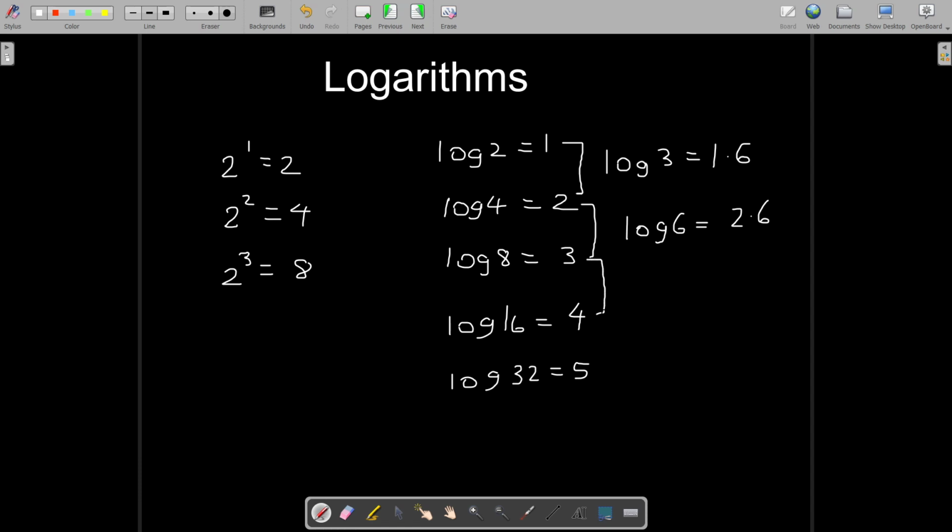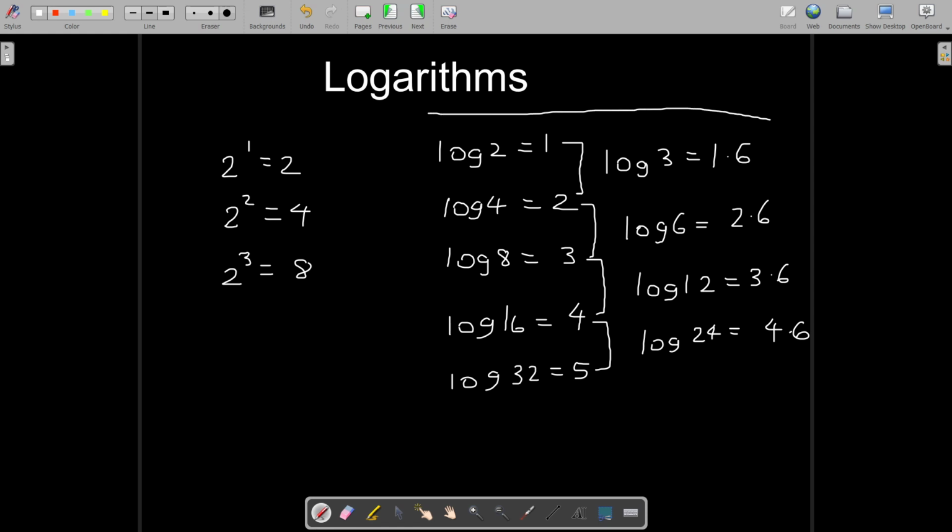Now 8 and 16. Log 8 is equal to 3. Log 16 is equal to 4. Log 12. 12 is between 8 and 16. Log 12 is equal to 3.6. Similarly, log 24 is equal to 4.6. This is all you need to know to do such questions. This much you need to know.